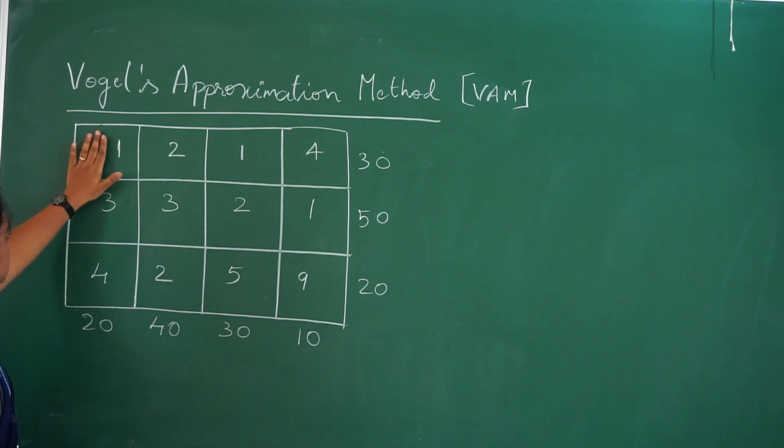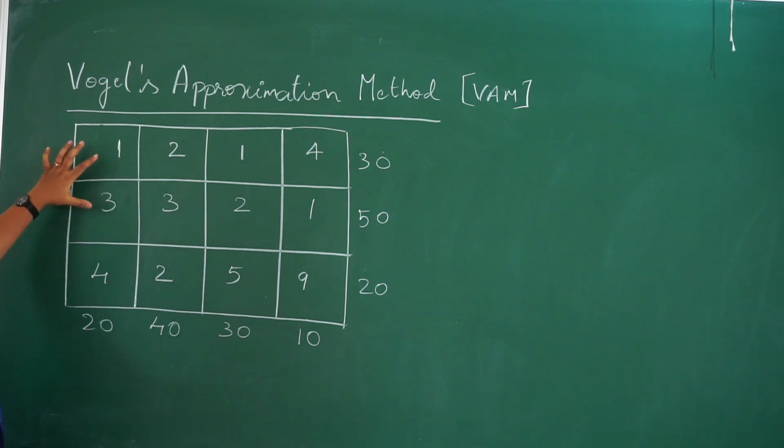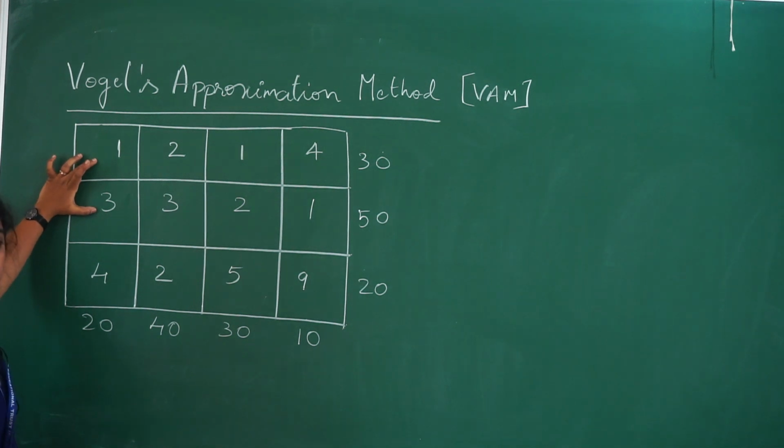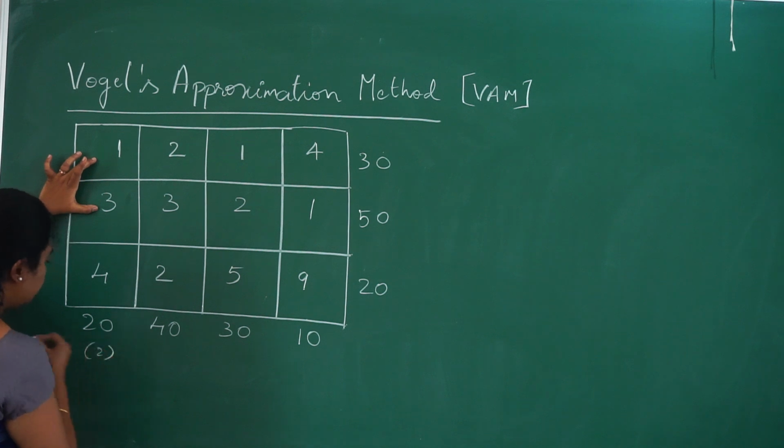First, let us start with the first column. Choose the two minimum numbers. The two minimum numbers out of 1, 3, 4 are 1 and 3. First the minimum number is 1, next the minimum number is 3. You have to write the difference of these two numbers. The difference of these two numbers is 2, so I will write it here.